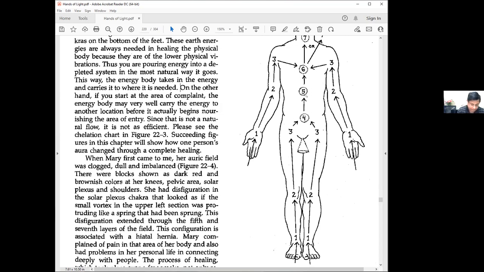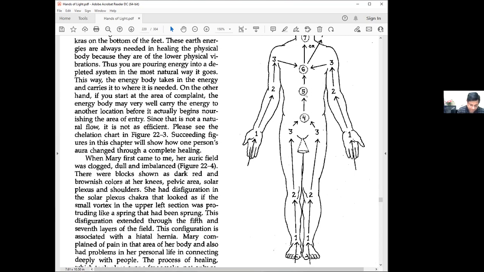On the other hand, if you start at the area of complaint, the energy body may very well carry the energy to another location before it actually begins nourishing the area of entry. Since that is not a natural flow, it is not as efficient. Please see the chelation chart in figure 22.3. Succeeding figures in this chapter will show how one person's aura changed through a complete healing.